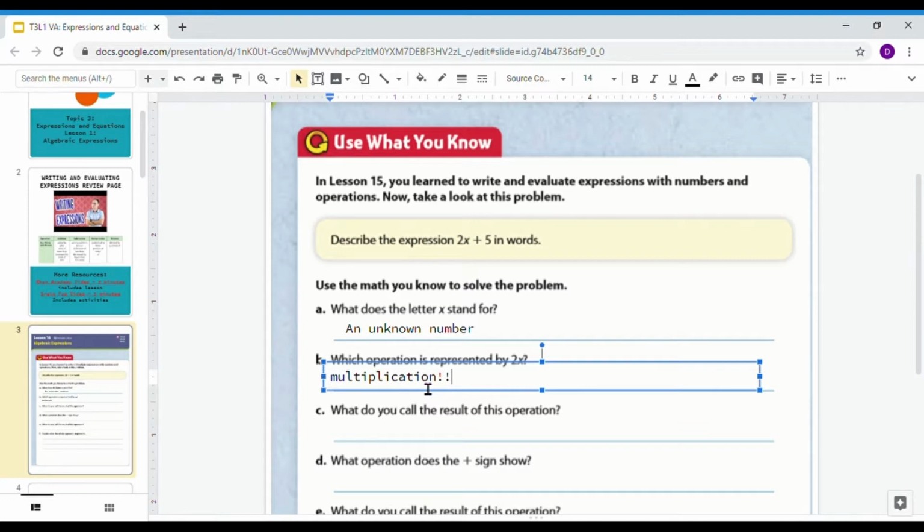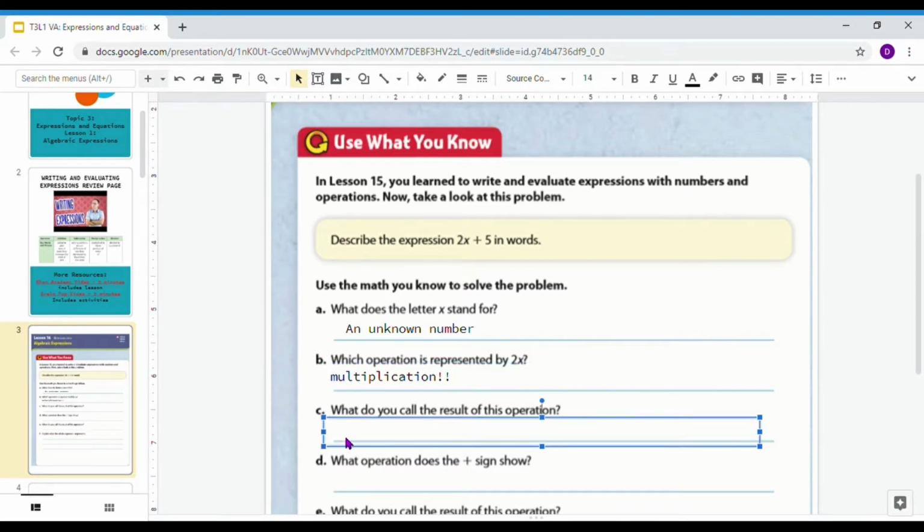That's something that I really hope that you remember from class, back when we were at Loris time. Whenever you see that number and letter next to each other, it's multiplication. It is absolutely crucial that you remember that, because you're going to have to come up with your own equations. So you need to be able to write down 2x and know that you're being multiplied. And what do you call the result of this operation? When we multiply two numbers, the answer is called a product.